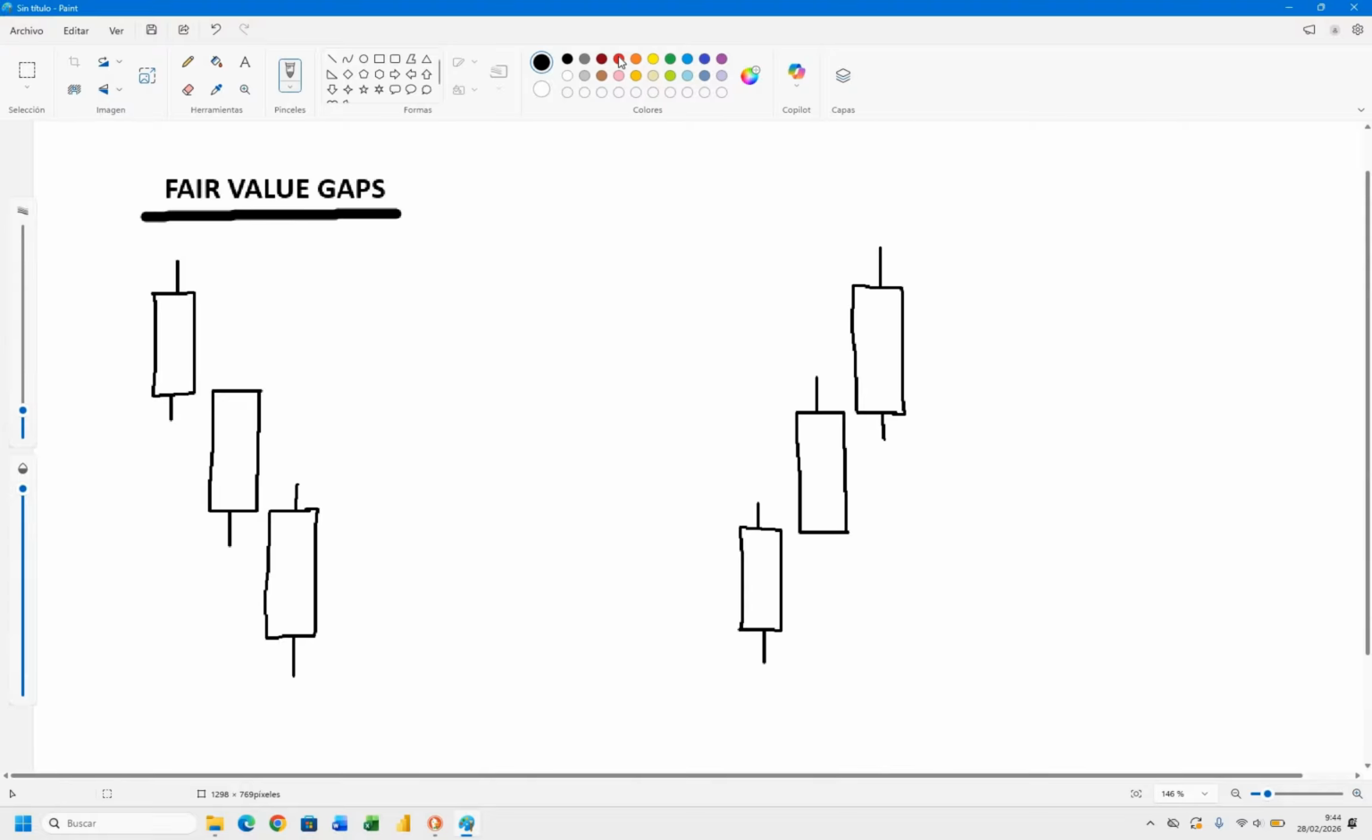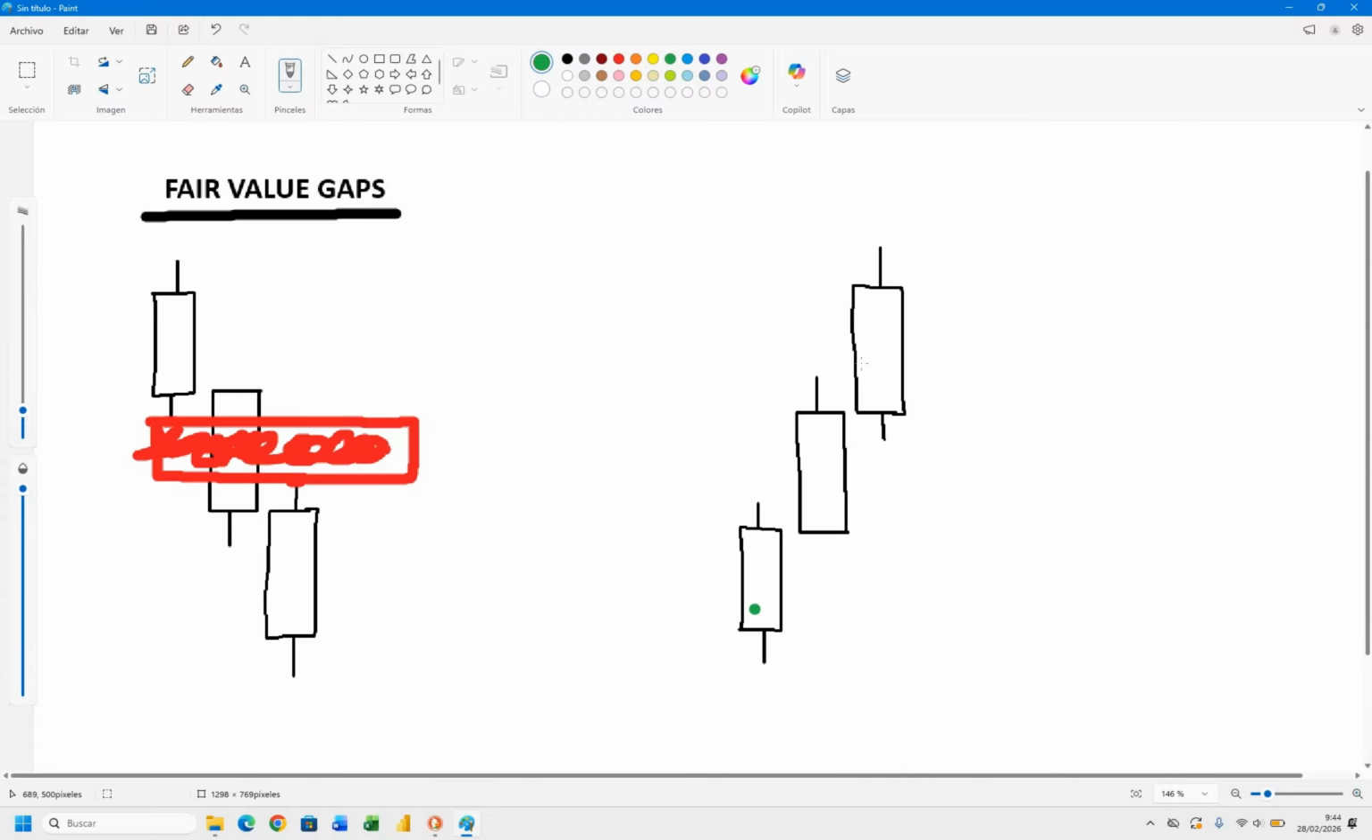So what are fair value gaps? Basically, for fair value gaps, you need to take a look at a three candle pattern. Here we have three candles, and what do we have to do to identify a fair value gap? Take a look at the place where the first candle's lower wick, for example, this is the lower wick, doesn't overlap with the third candle's higher wick. When they don't overlap each other, we have a fair value gap. This is a bearish fair value gap, for example, and the same thing also happens in a bullish scenario.